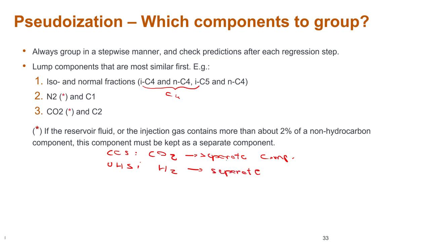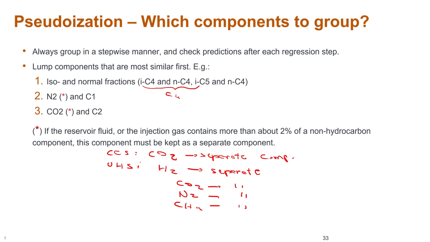If you have cushion gas in the hydrogen storage, the component that is used as a cushion gas has to be a separate component as well. For example, if you use CO2 as a cushion gas, CO2 has to be a separate component. If you use nitrogen, or if you use methane as a cushion gas, they have to be separate components.